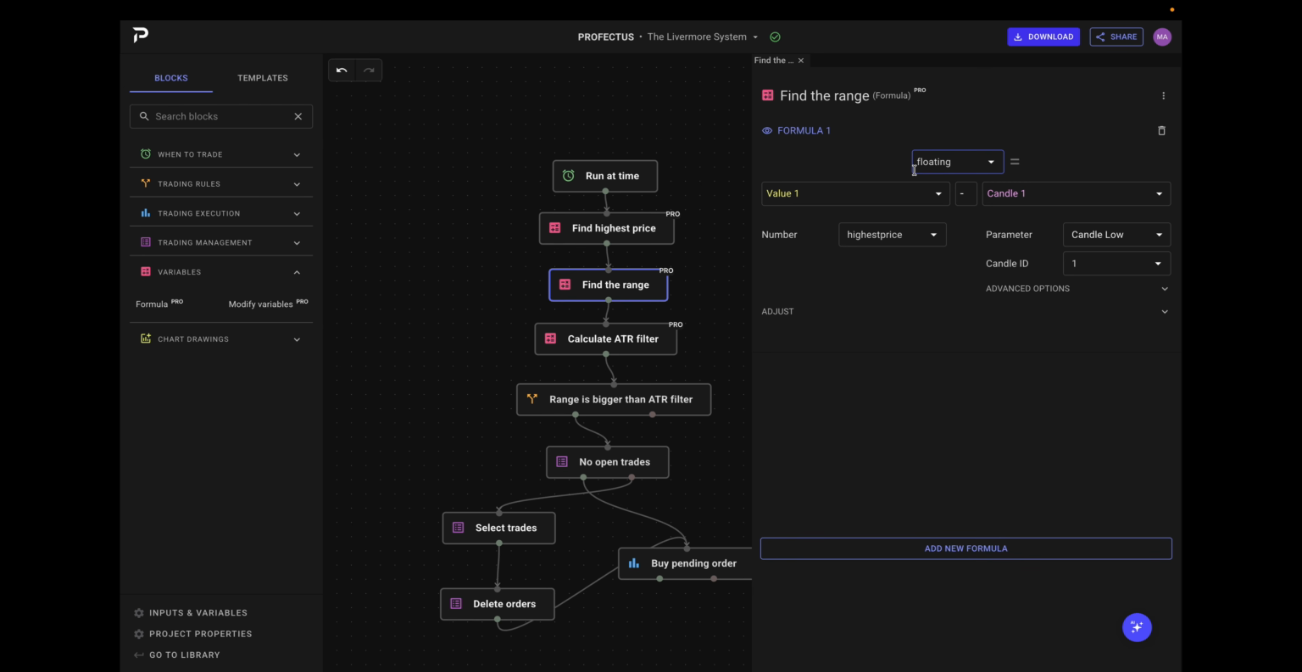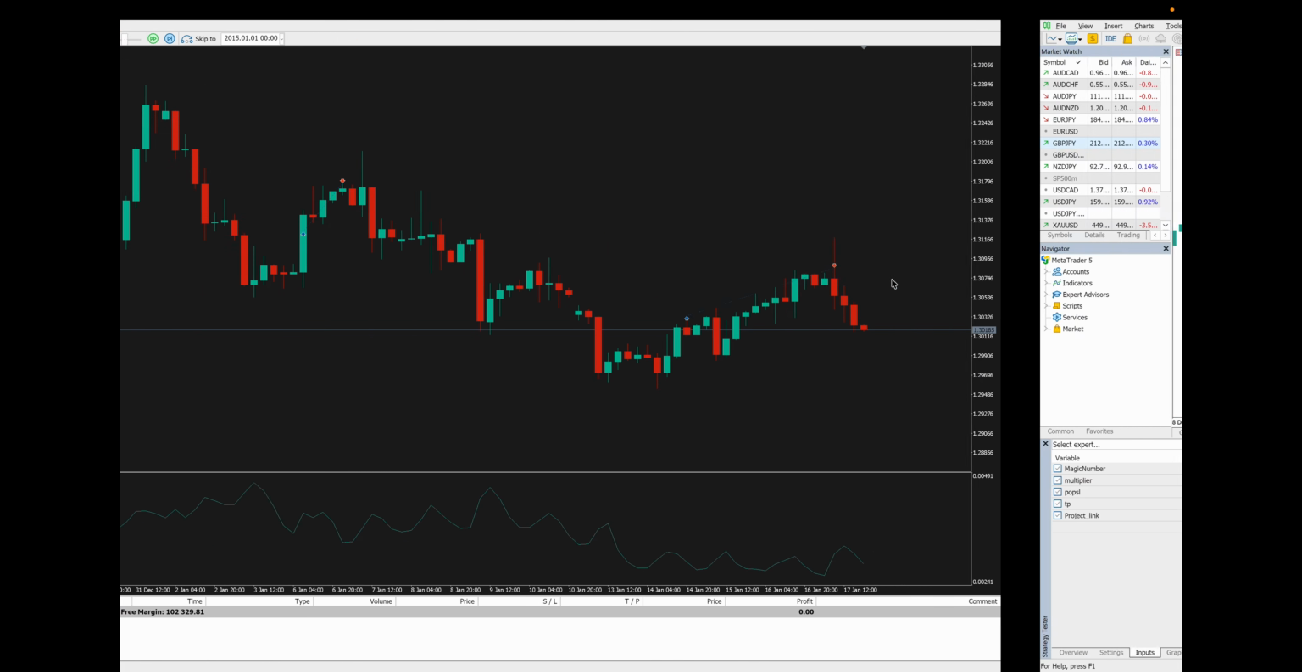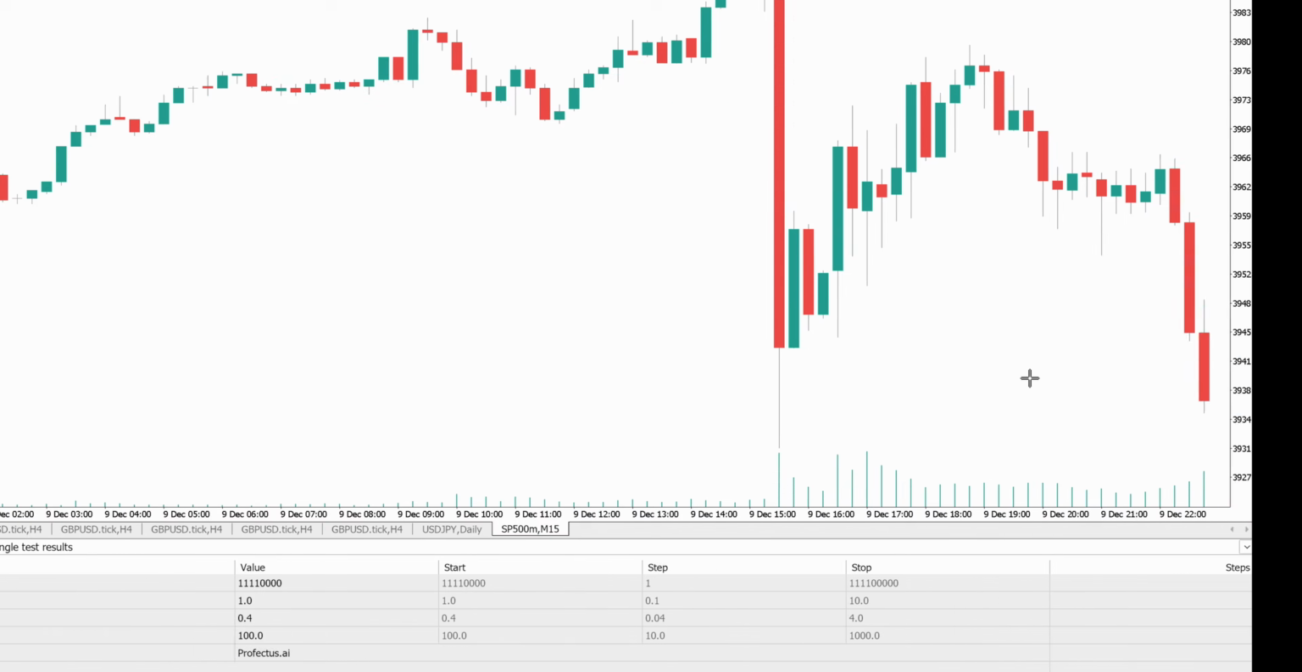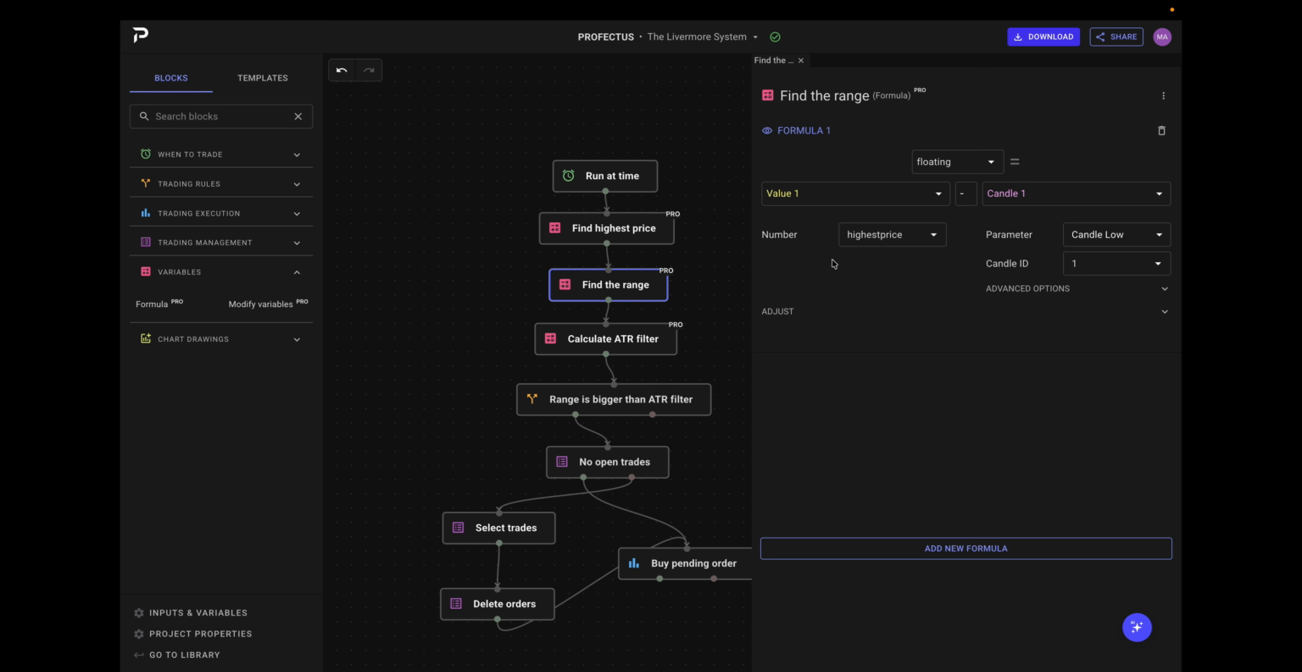So I call it floating, you can call it whatever, floating just made sense to me. We have highest price minus candle low of 1. So let's say the highest price is this one, 31184. If that is your highest price, then we take that and minus the low here, and that's your floating number. So here we have floating. What is floating? Highest price minus candle low.